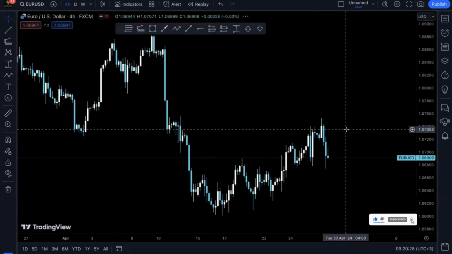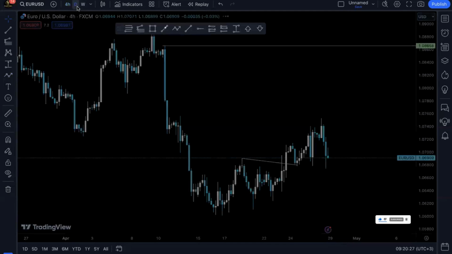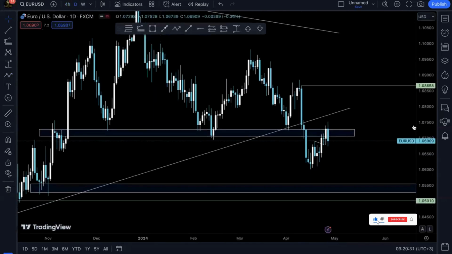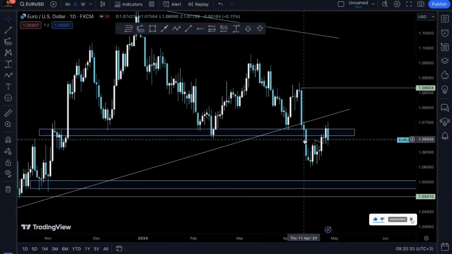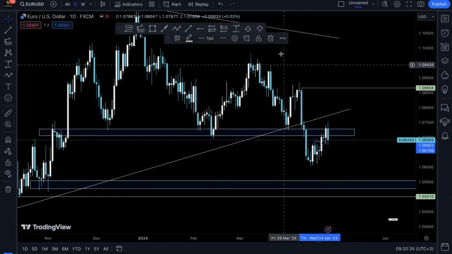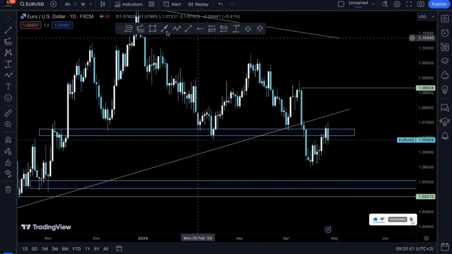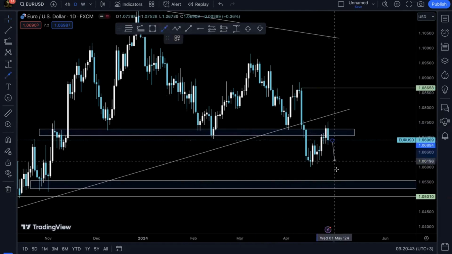We're going to start with Euro USD, where we can see prices already broke below this low, and then this was some kind of the retest, and you can see on Friday prices closed with this bearish engulfing. So we will be looking for a continuation in the sell direction.